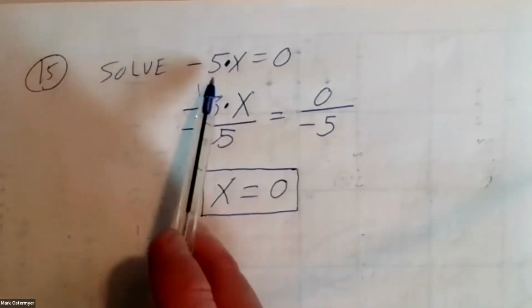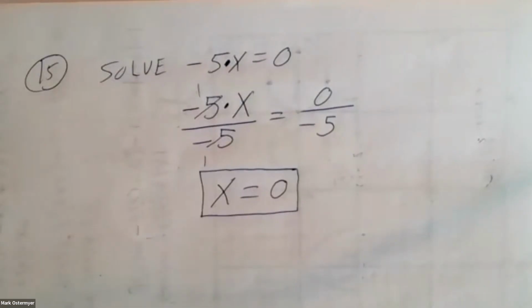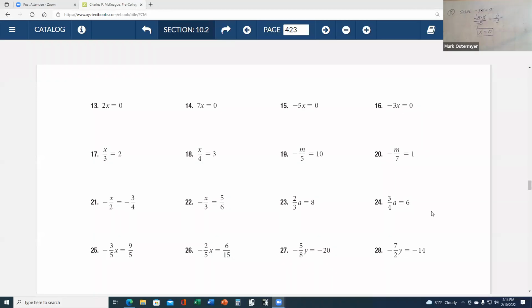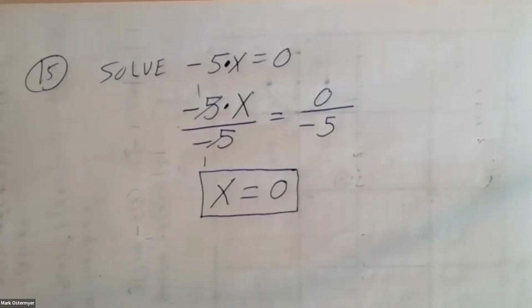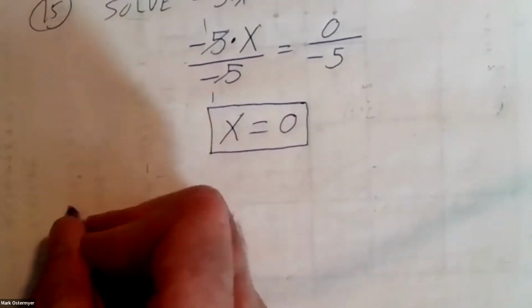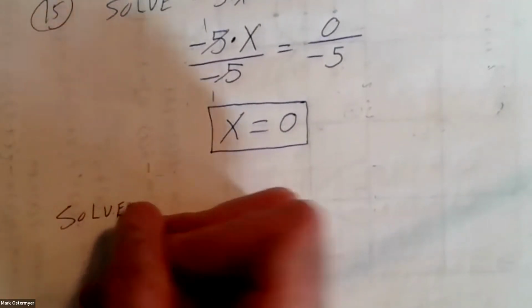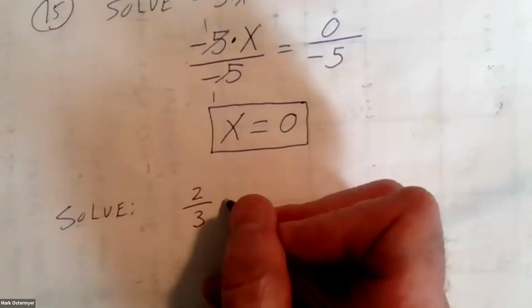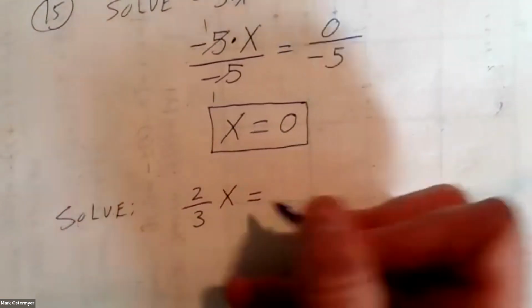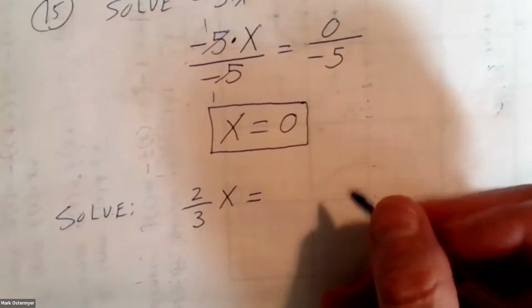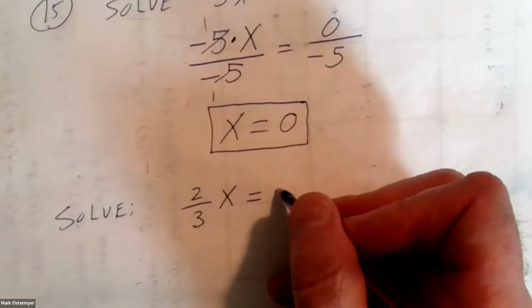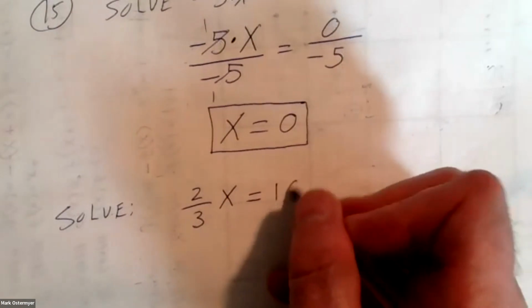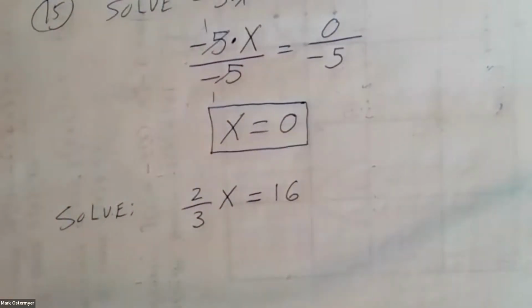Check the answer out. Is -5 times 0 equal to 0? Does it work? Looks like it works, doesn't it? All right. Then we run into a problem where we have a fraction in front of a variable. If I got 2/3 times x equal to like, let's say 16, how would I solve this equation for the variable x?